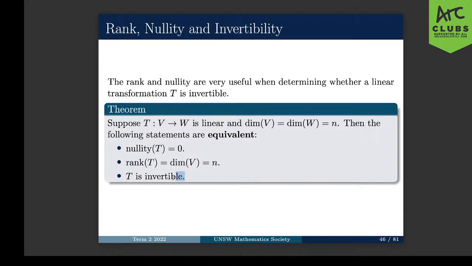And so you can see that this is really useful, because all we need to do to show that T is invertible is show something simple like this: the nullity equals zero. If the nullity isn't zero, then T is not invertible as well, because these are equivalent statements.